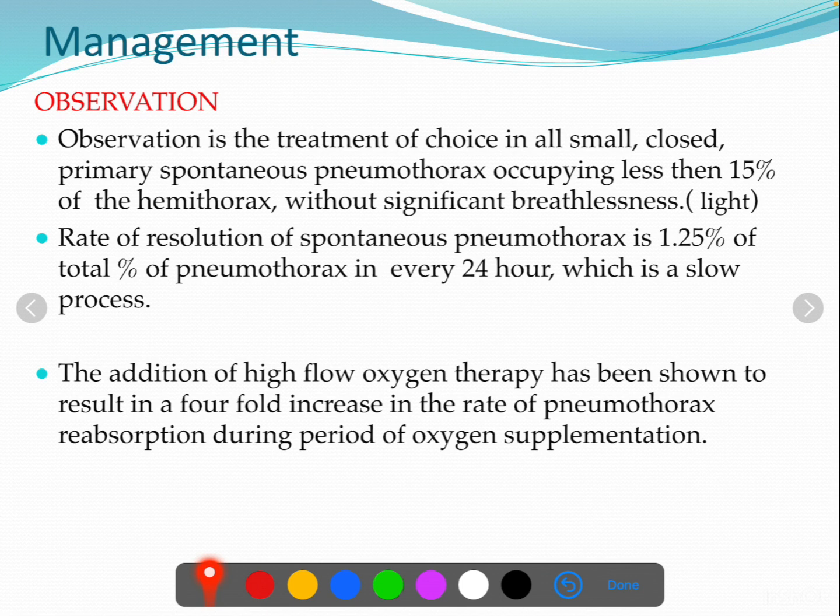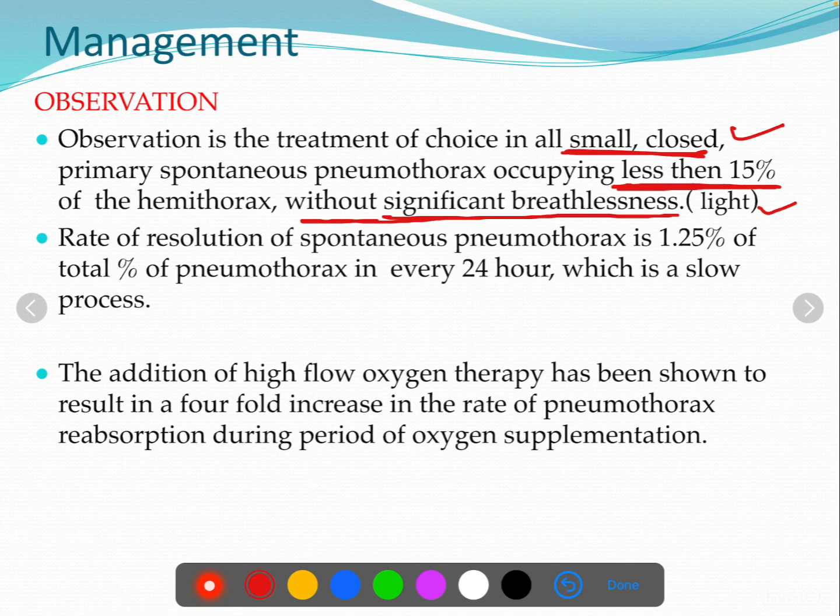When we apply observation, observation is the treatment of choice in small, closed, primary spontaneous pneumothorax which occupies less than 15% of hemithorax without significant breathlessness. Very, very important. According to Light's guideline, we should mark it if it is less than 15%. If we have measured it and it is less than 15% of the hemithorax, and it is without significant breathlessness, like clinical features are not there, then according to Light's, this is a small and closed pneumothorax, and so we should observe this patient only. We do not need any intervention.